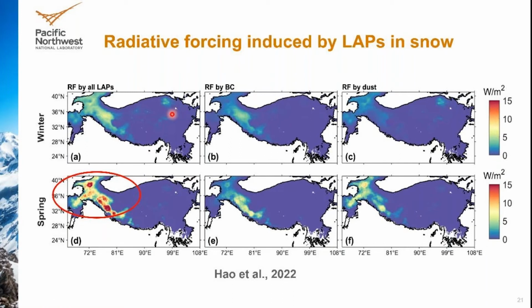And then we analyze the surface radiation forcing induced by LAPs. The first row is winter, the second row is spring, and the first column is radiation forcing by all LAPs. The second column is black carbon distribution, and the third column is dust distribution. Generally, the surface radiation forcing in spring is larger than in winter, and the radiation forcing by LAPs in spring can be larger than 15.